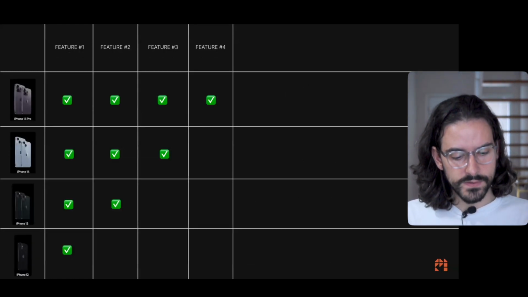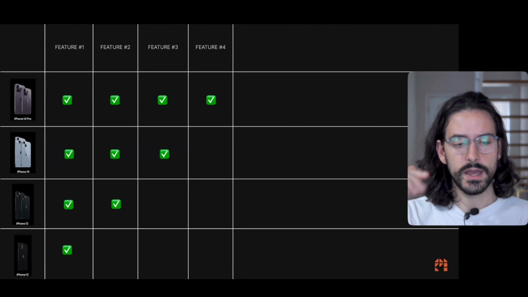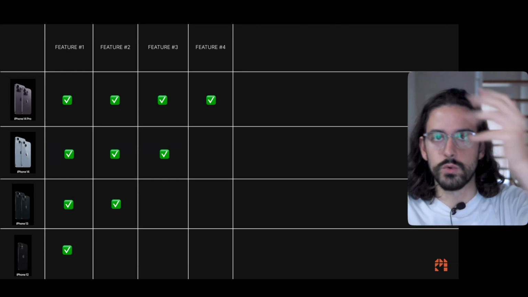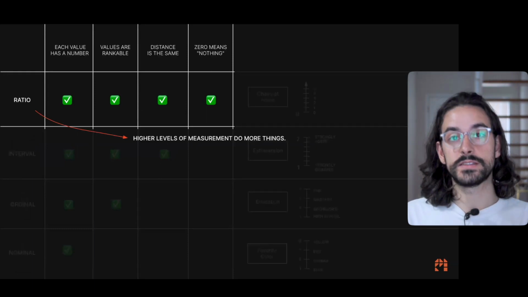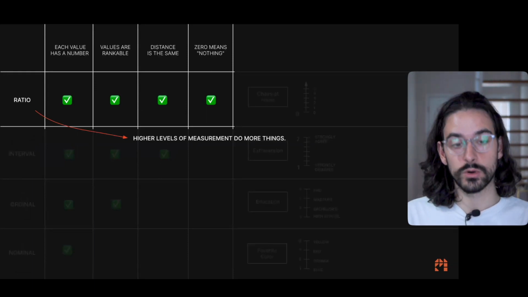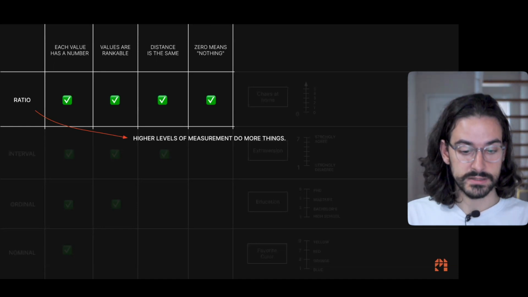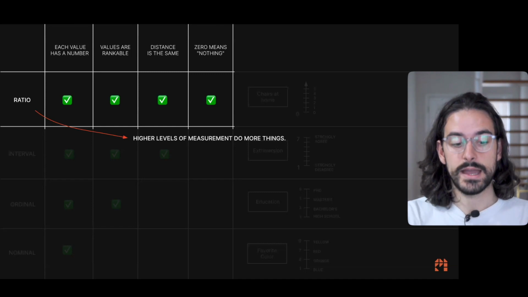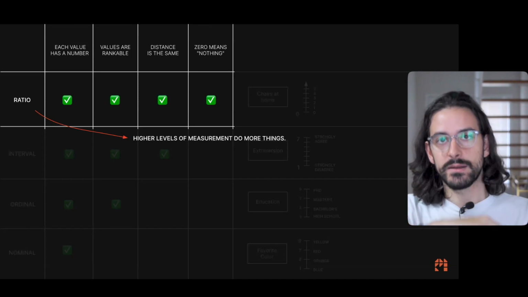Okay, and the way I wanted to think about these is iPhones. Every year there's a new iPhone, and the new iPhone has all the functions from the previous iPhones and new ones, right? So higher levels of iPhones do more things in the same way that higher levels of measurement do more things. So ratio does everything that interval, ordinal, and nominal do, as you can see here, okay? And ratio, therefore, can pass as interval, ordinal, or nominal. It's reverse compatible in that sense.